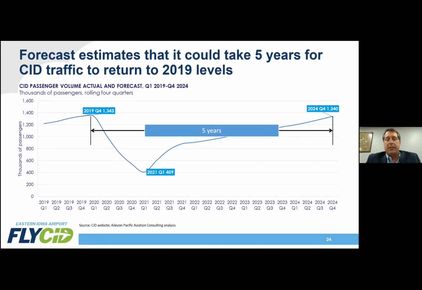Our forecast estimates, quite honestly, it's like many. Nobody's gone through this before. It's a bit of a crystal ball. So if anybody's got a direct line to the Almighty, I've got a question, if we could put a plug in and figure out when we will get out of this. But our estimate right now is 5 years before we get back to 2019 numbers.